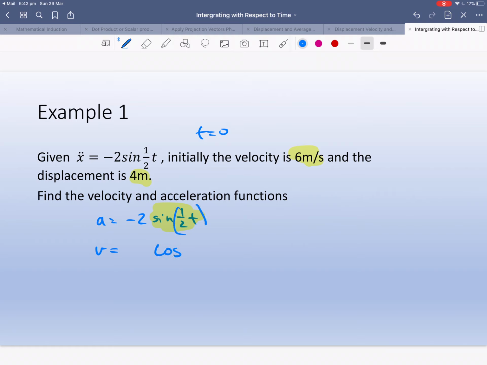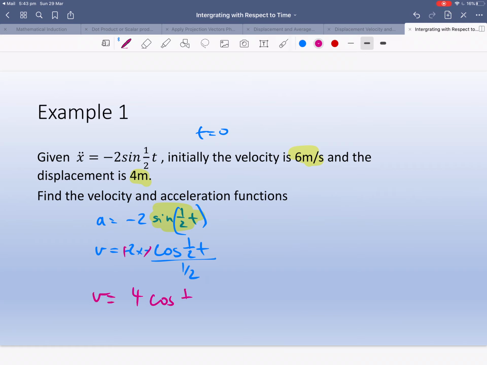Now this is what stays exactly the same, the half t. We're going to divide by the derivative of inside the brackets, so it's a half. And remember it's negative, and we've got negative 2 times there, so that negative and negative will cancel out. Then this 2 is going to multiply up the top. So we're going to get v equals 4 cos half t plus c.